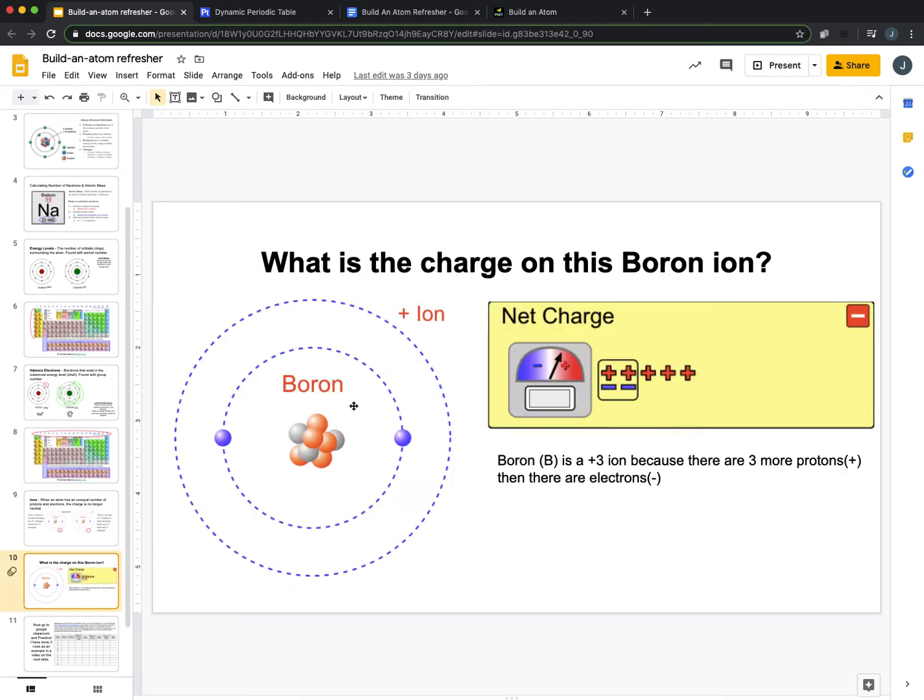So when we look at this boron, for instance, see if you can take a second and think, what would be the charge on this boron atom if we are looking at the number of protons that we see and the number of electrons that we see? So the answer to that would be +3. Because we have 3 more positive charges than negative charges. So therefore, there is a +3 charge on boron.